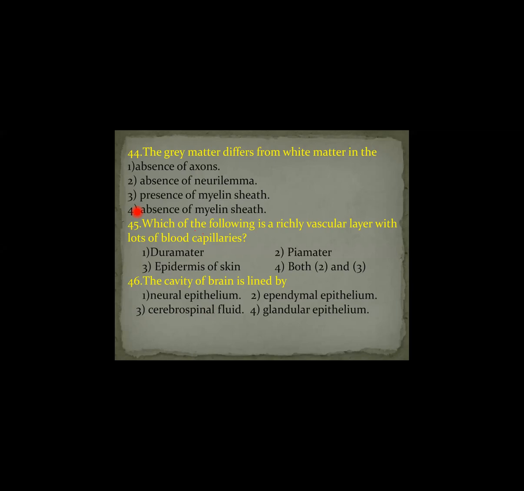Myelin sheath, that is fourth answer. Next, question number 45. Which of the following is a richly vascular layer with lots of blood capillaries?